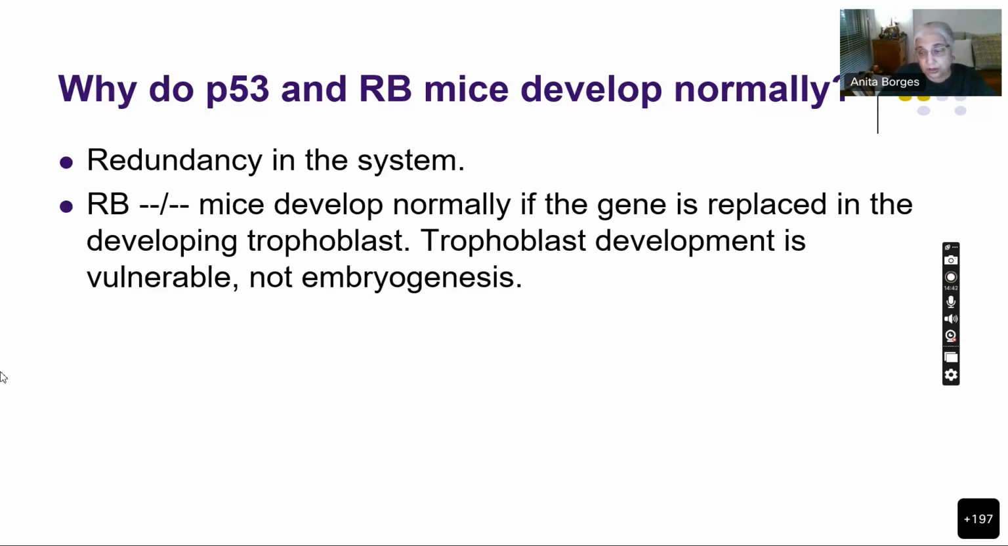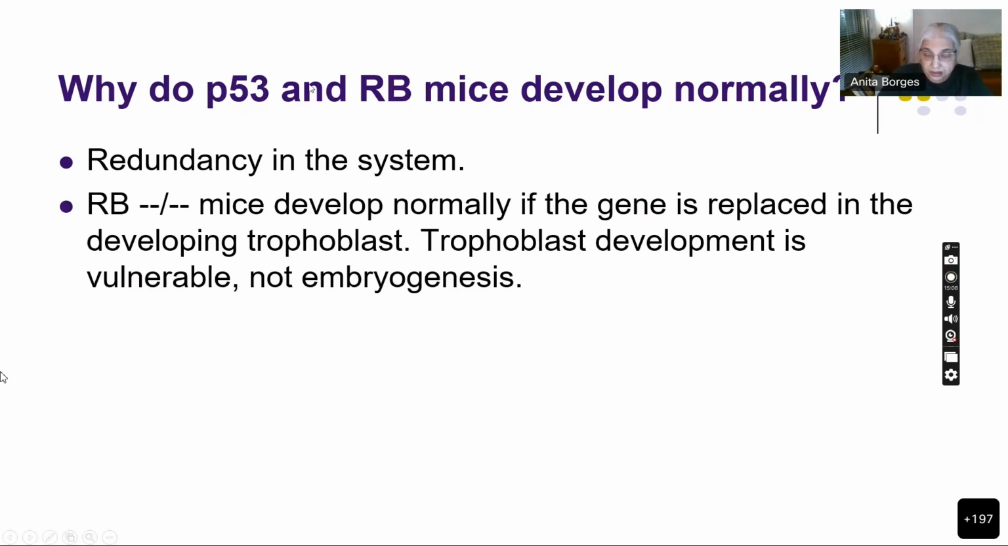But during embryonic life, if one pathway is missing, then another pathway will take over the functions of this pathway. And it's very curious that you have the embryo and you have the extra embryonic tissue, in this case, the trophoblast. The trophoblast requires the RB gene, but the embryo does not. Okay, it develops very normally.